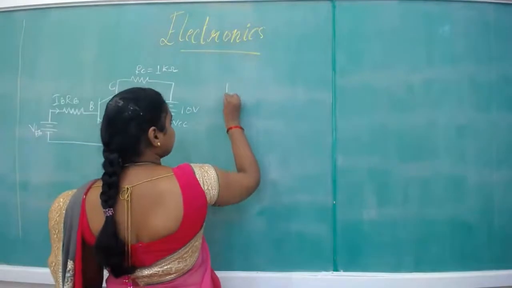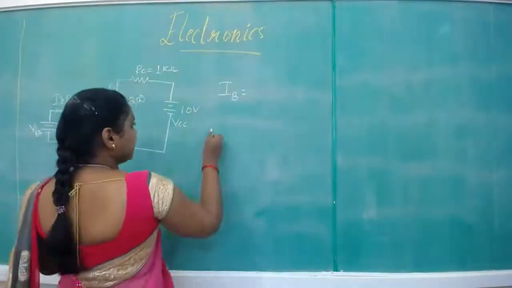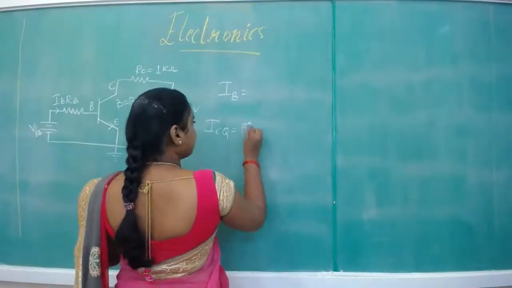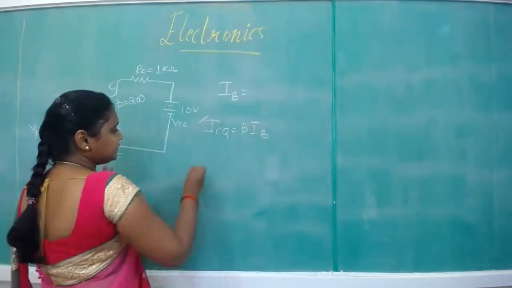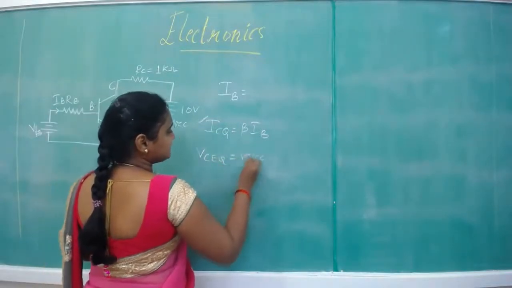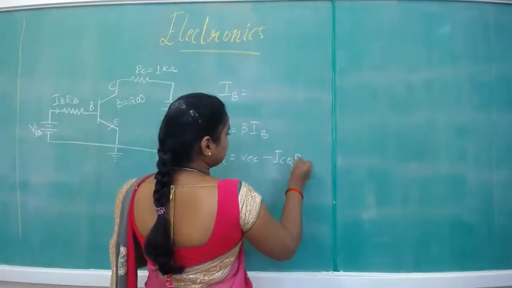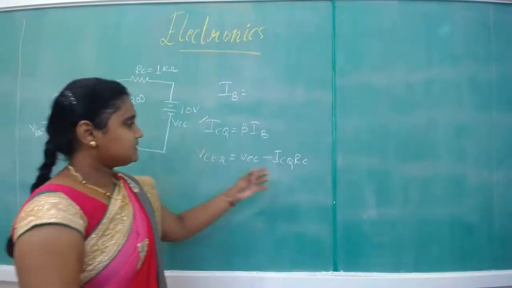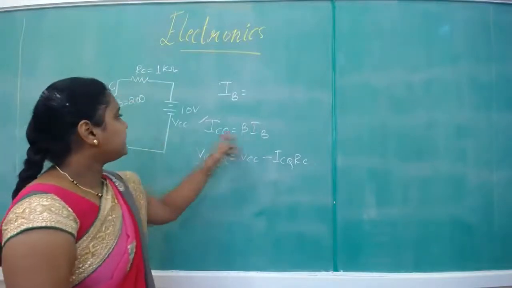The three values of IB are given here, where we have the expression for IC. ICQ is equal to beta times IB. The two expressions for the coordinates are the first coordinate ICQ, and the next, VCEQ, which is VCC minus ICQ RC. Whatever value of ICQ we get from the first expression, we will substitute here, and we will get VCEQ for the given value of IB.